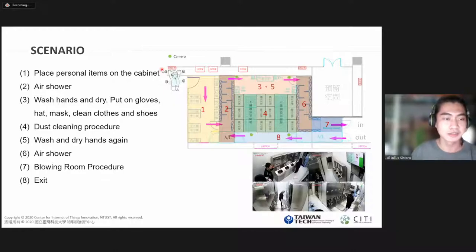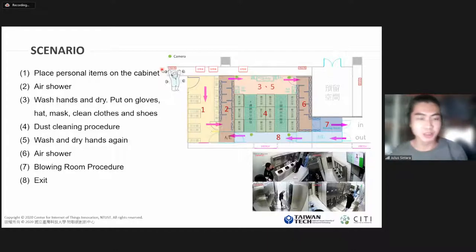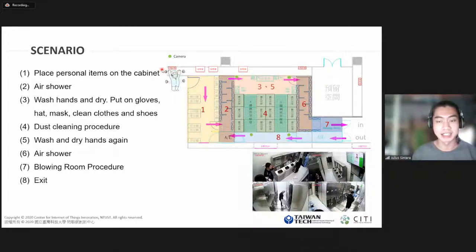The scenario is as follows. First, the employee has to put all their personal items in the cabinet, and then come to a special room where they get an air shower. The third step is to wash and dry their hands, and put on gloves, head mask, hazmat, etc. The fourth is the dust cleaning procedure. This is the one we want to supervise, checking the cleaning SOP. They have to use a lint remover, something like that, to clean everything on their outfit, their hazmat, with a certain cleaning procedure. Then they wash and dry their hands again, and do the air shower again, and then the eighth is the exit, after they exit from the clean room. And next slide.